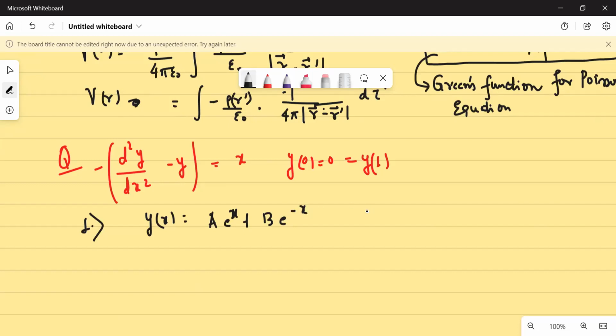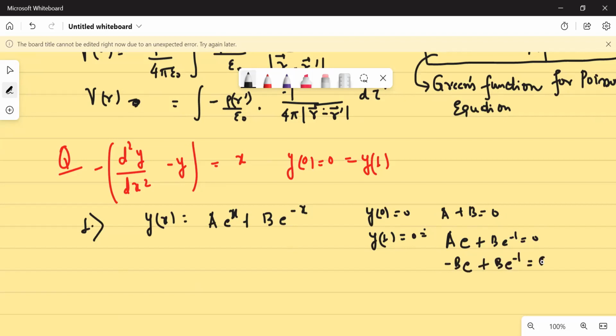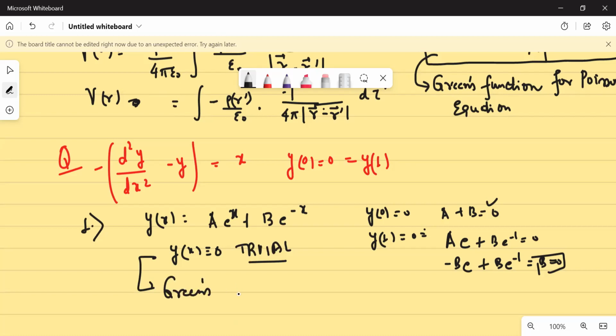Now if you find y0 is equal to 0, it will give you a plus b equal to 0, and y1 is equal to 0 will give you a e plus b e to the power minus 1 equal to 0. From here you can see that if a is equal to minus b, and you replace it here, you know that b is equal to 0, and if b is equal to 0, then a is 0. So overall you know that y of x equal to 0 trivially is the only solution. And if there is only a trivial solution to this problem, then I know that I can construct your Green's function. So Green's function exists, and it exists uniquely.